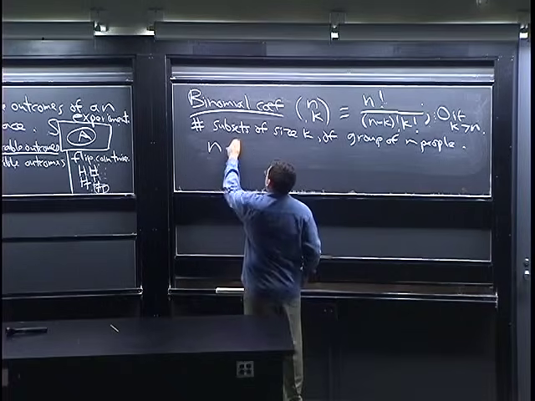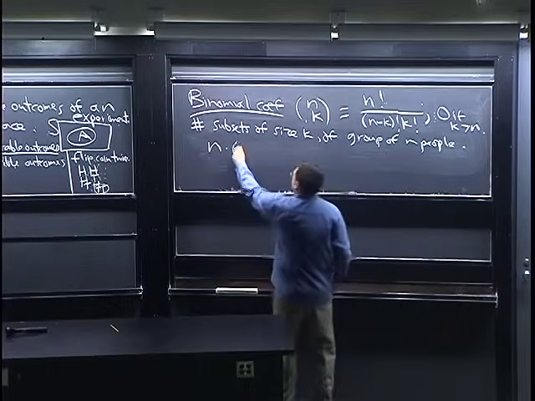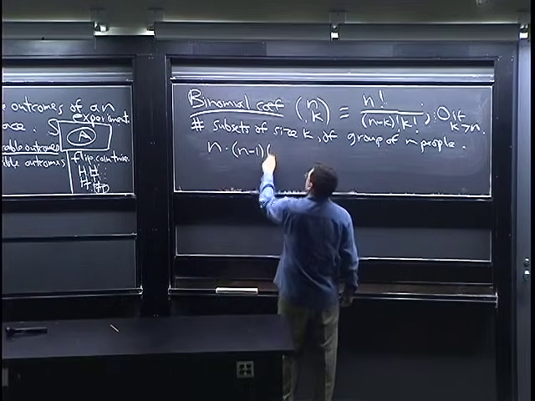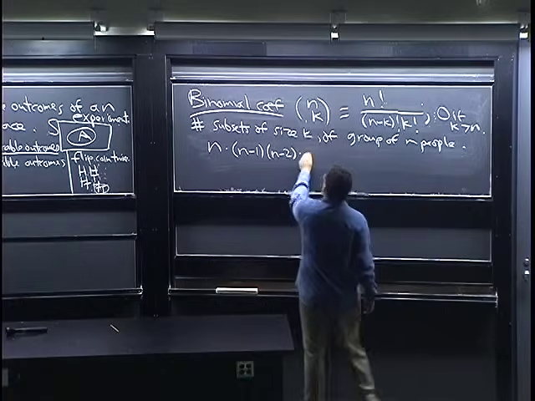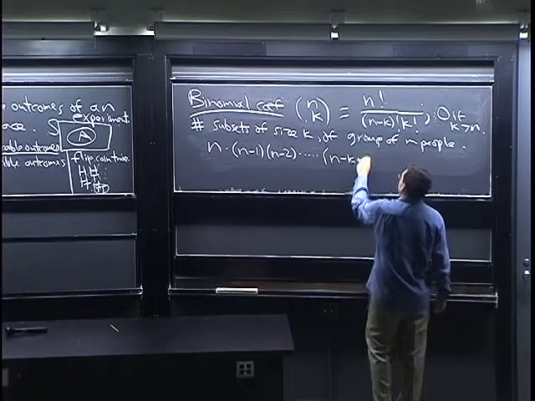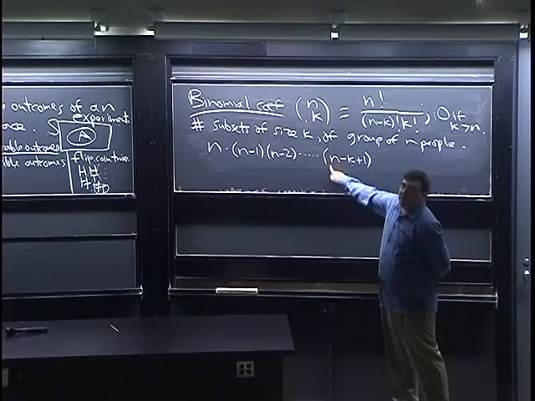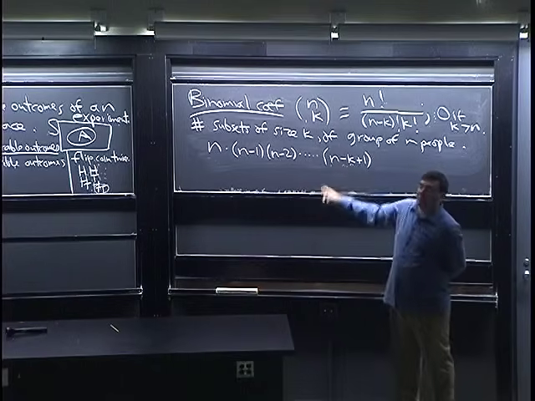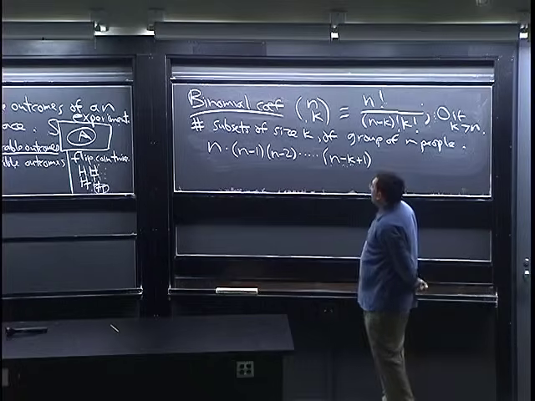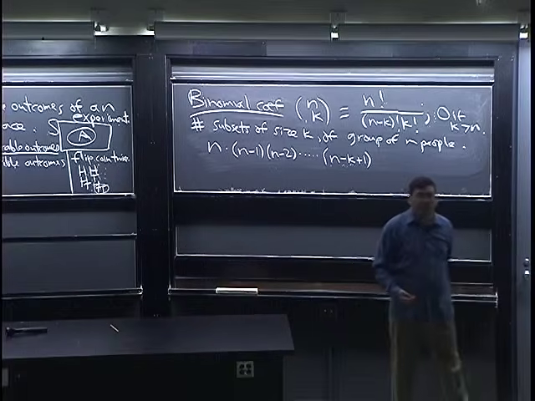And then the next person could be anyone except the one you already chose. So it's going to be n minus 1. And then the next one, there's n minus 2. And it goes all the way like that until it goes down to n minus k plus 1, because if k is 1, I want to stop at n. If k is 2, I want to stop at n minus 1.